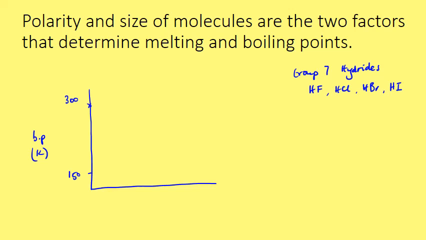And so when we plot hydrogen fluoride, that's going to be up here, and we go right down to about 180 for hydrogen chloride, and slightly more for hydrogen bromide, and slightly more again for hydrogen iodide. So let's just label those. That's hydrogen fluoride, that's hydrogen chloride, hydrogen bromide, and hydrogen iodide. And if we just joined up those, we'd get a graph that looks like that.